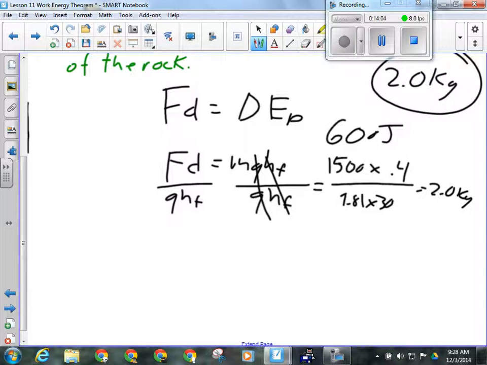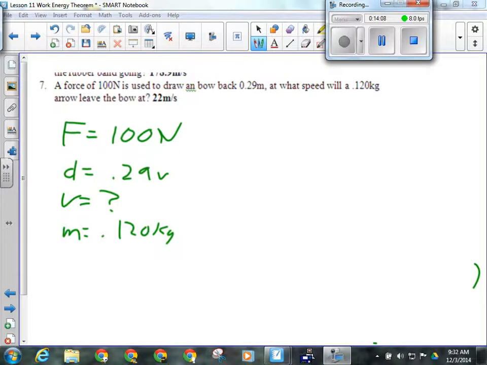Let me get a rubber band. Okay, so guys, just pay attention here. Number 7 is very much like what we've just done. Cameron.